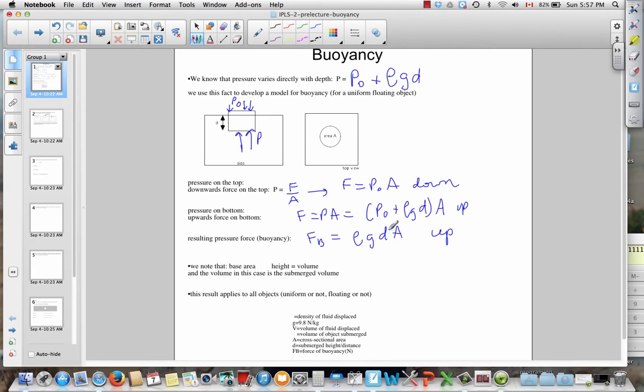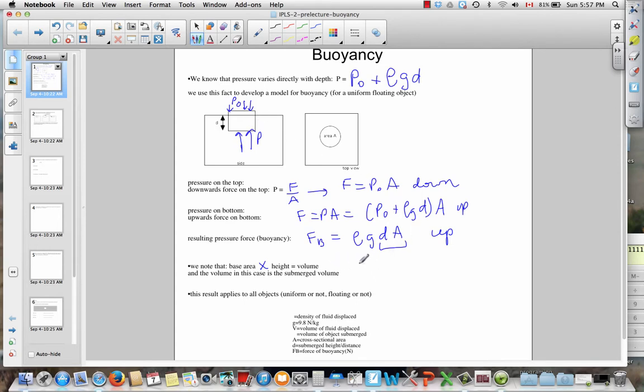Now, notice here we've got a base area A. Here we are in top view looking down. We assumed it was just a circular object, a cylindrical object. And then D is the depth. So the product of these two things, a base area times a height, is a volume. Now, it is not the entire volume of the object. It's only the amount of the object that's actually submerged.